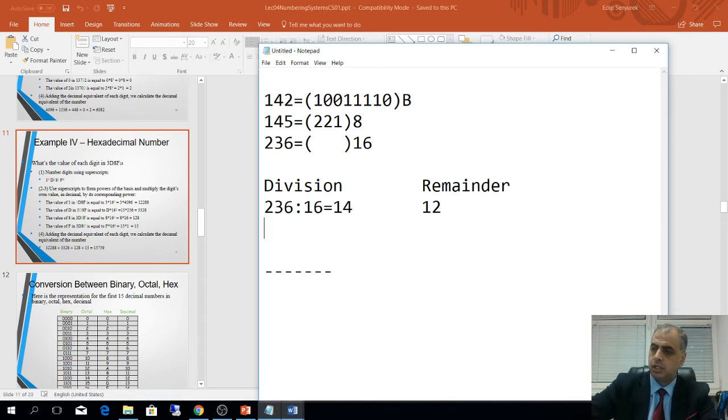And the next part, 14 divided by 16 is not possible. Then I must stop here. So here is the result, from bottom to top. Here I must write 14 and 12. As you remember from the previous time, this is how we are going to show it. Now the question: is it 1412, or 1412, or 1412, whatever it is? As you see, it is difficult. That's why, what are we going to do? For 14, you can use your fingers.